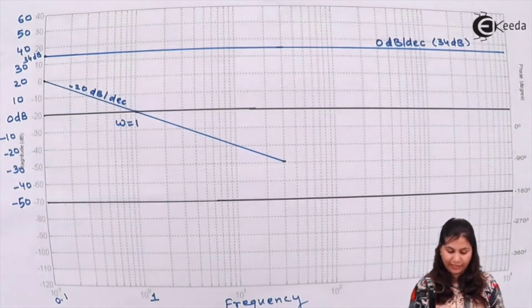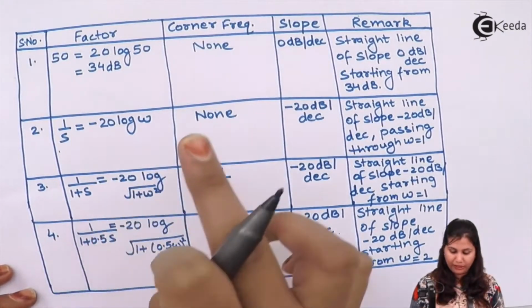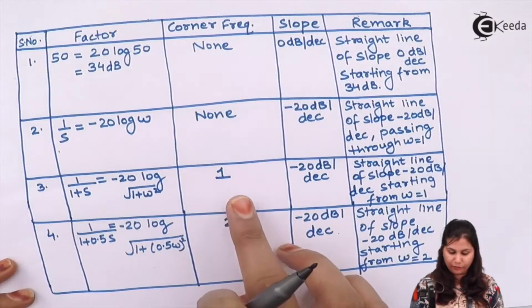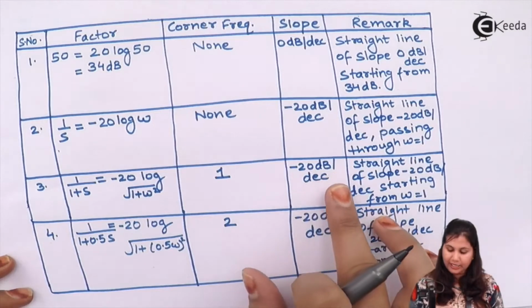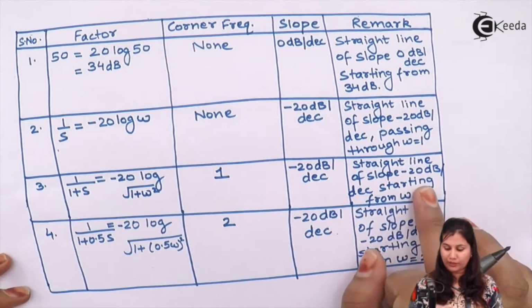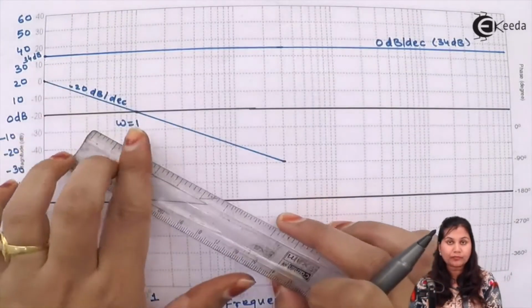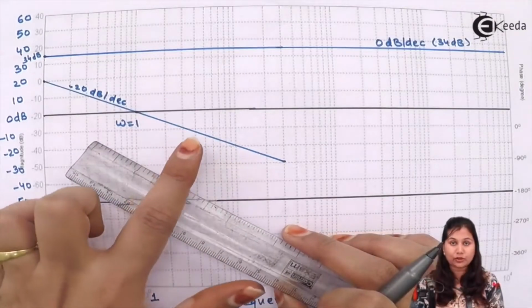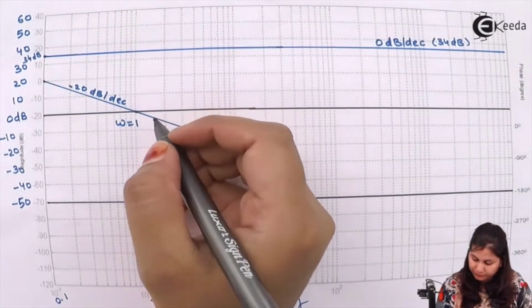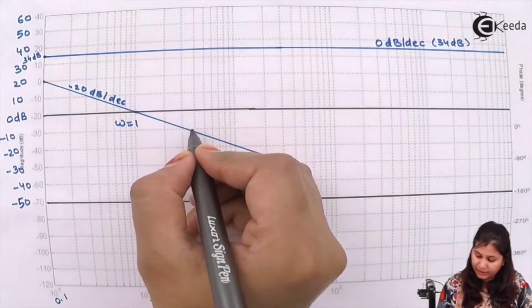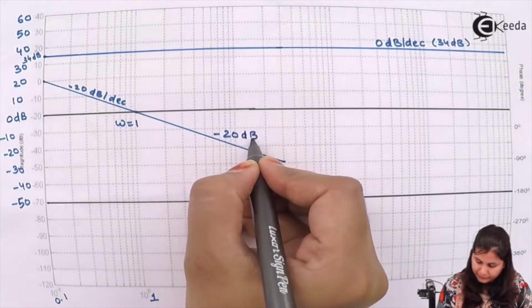Now the third factor we have is 1 upon 1 plus s. Its corner frequency is omega equals 1. So it is going to start from the point omega equals 1 with slope minus 20 dBs per decade, a straight line of slope minus 20 starting from omega equals 1. So this is omega equals 1, and its slope is minus 20 dBs per decade.